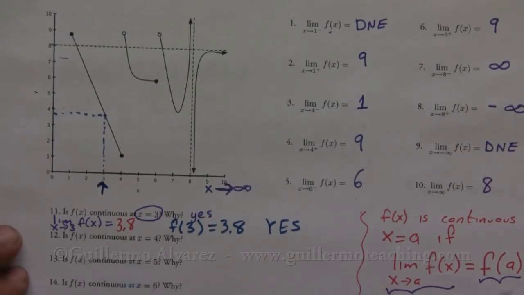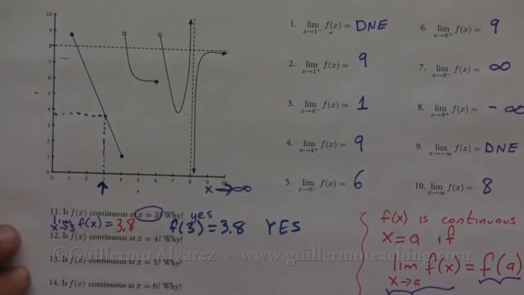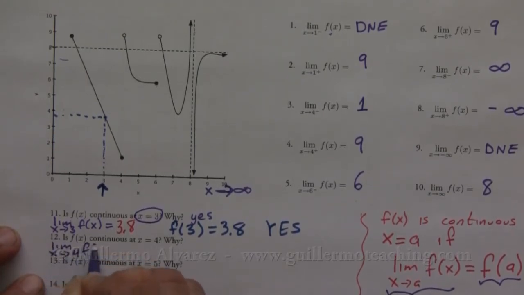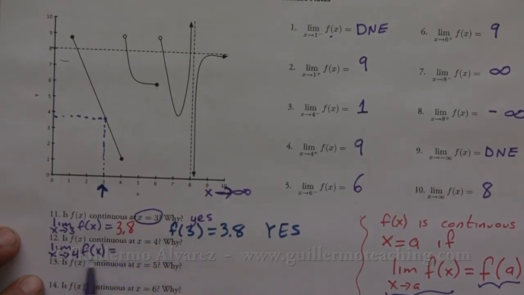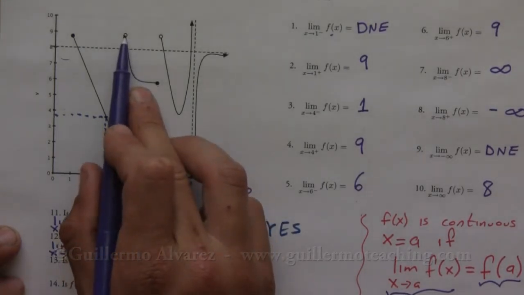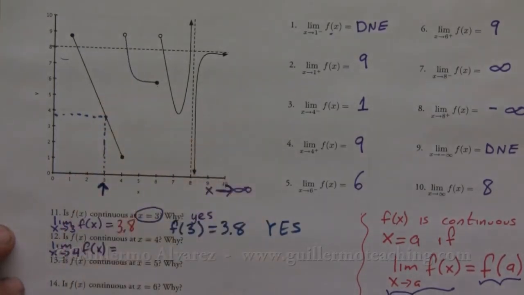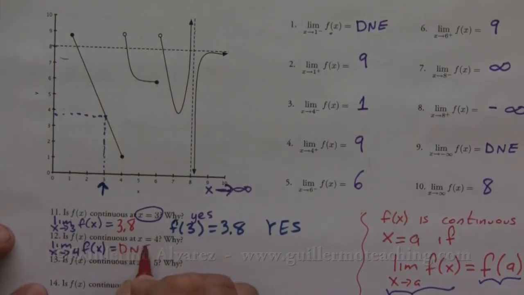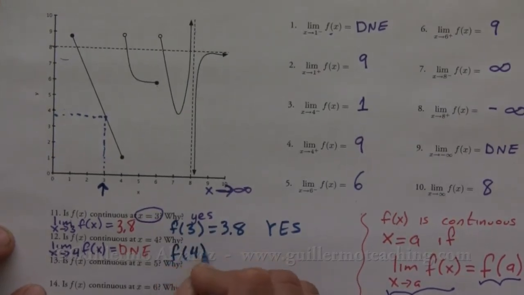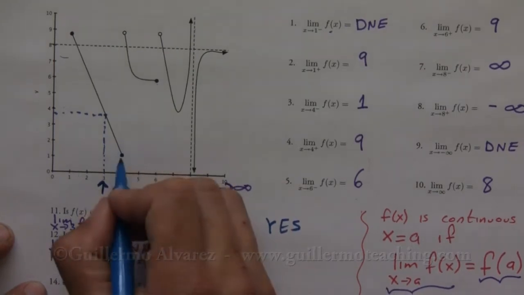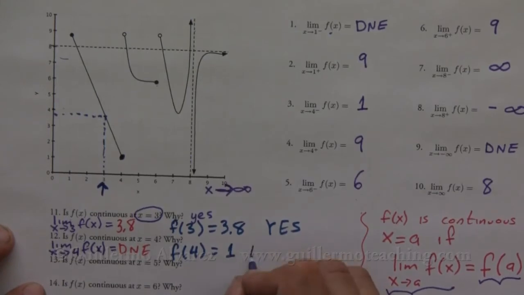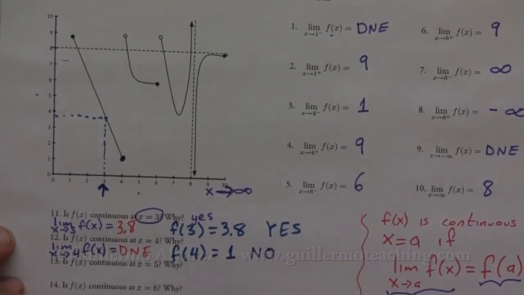Now at 4 we have a problem though, because notice that the limit as x approaches 4 of the function, if we come in from the left we get 1, if we come in from the right we get 9. This means, since it's different, that this limit does not exist. And the value of the function at 4 is equal to, right here, this is the solid dot, 1. Now obviously these are not the same, so that means that it is not continuous.